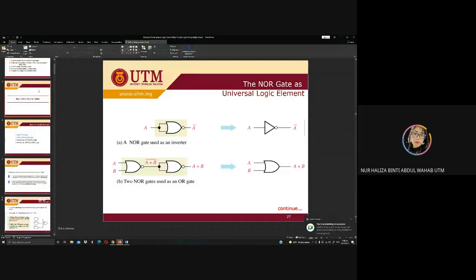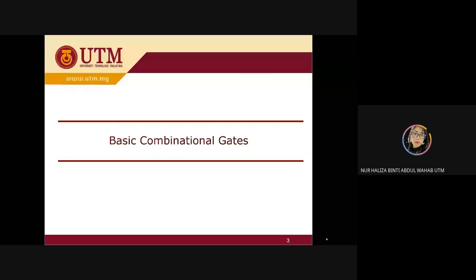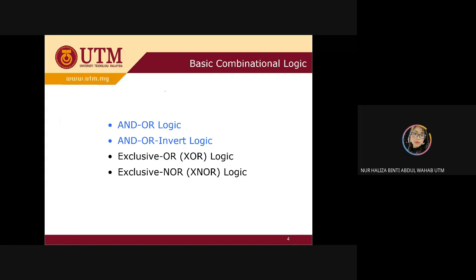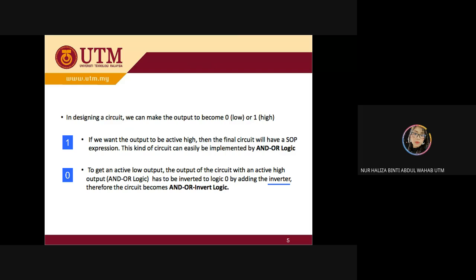What are you going to look into in this module 5? So first of all, you're going to look at the basic combination gates. So you will have AND, OR logic, NOT inverse logic, exclusive OR XOR logic, and all this logic. What will happen? Let's see.